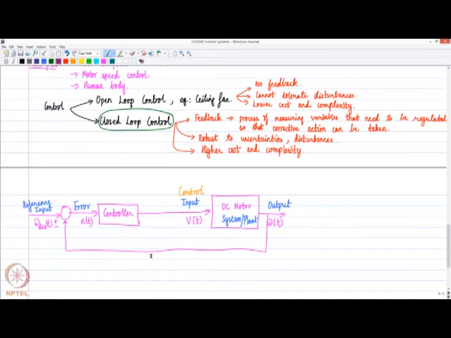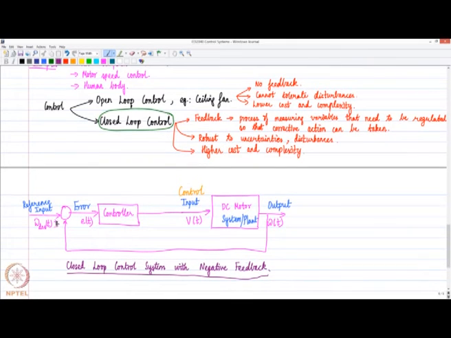Okay. So, this is a typical layout of a closed loop control system with what is called negative feedback. Okay. Okay. So, this is essentially closed loop control system with negative feedback.